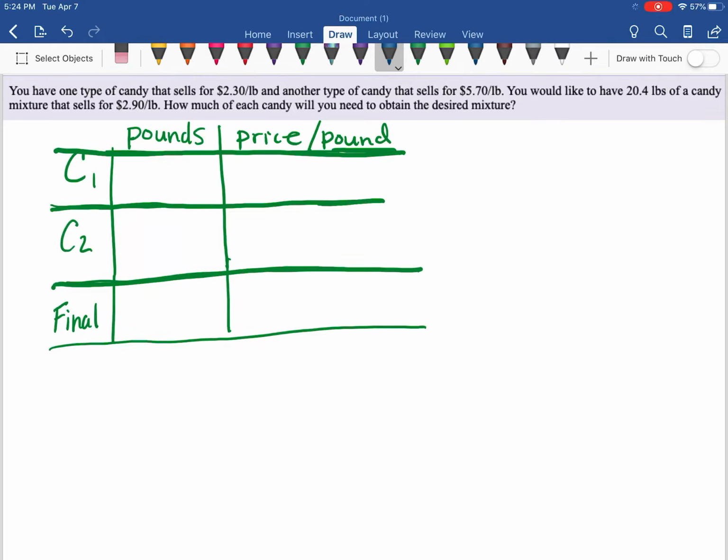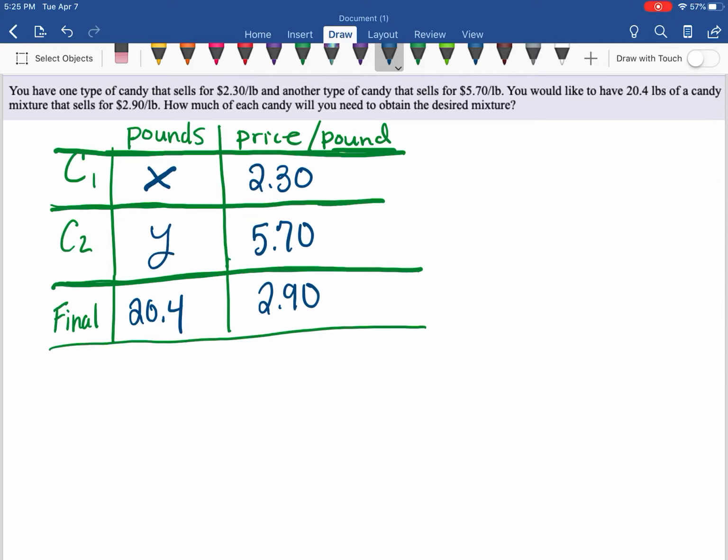So I labeled my chart as C1 and C2 for candy 1 and candy 2. So I'm going to label under candy 1, it's $2.30 a pound. And for candy 2, it's $5.70 a pound. It also goes on to say you would like to have 20.4 pounds of candy mixture that sells for $2.90 per pound. So for our final mixture, we want to have 20.4 pounds, and we want it to cost $2.90 per pound.